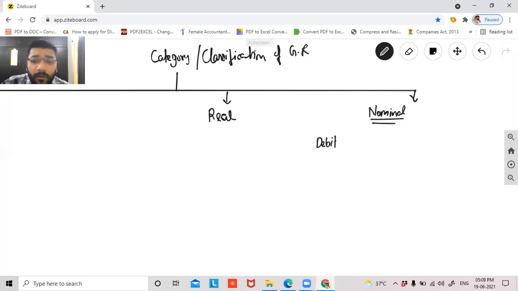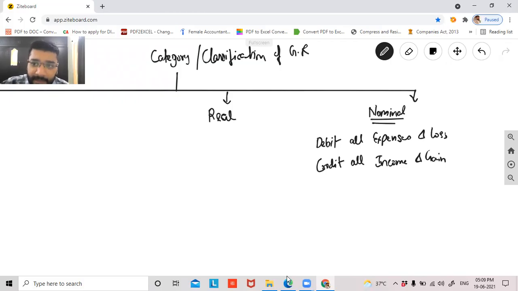Debit all expenses and losses. If in any business financial transaction you come across any flavor of expenses and losses, you have to debit them. Now, if you come across any account which has the flavor of income and gain, you have to credit it. Credit all income and gain.